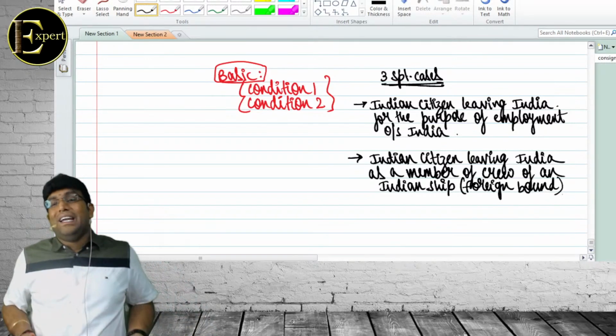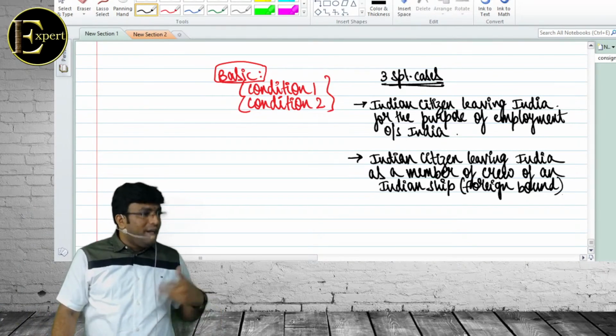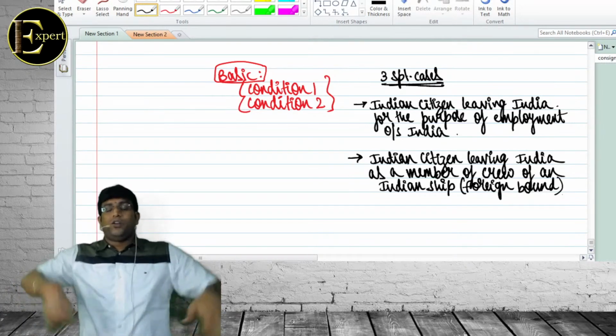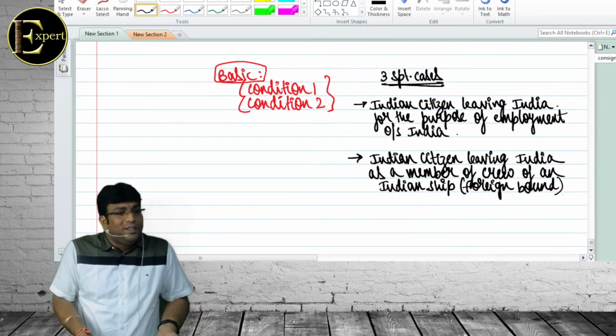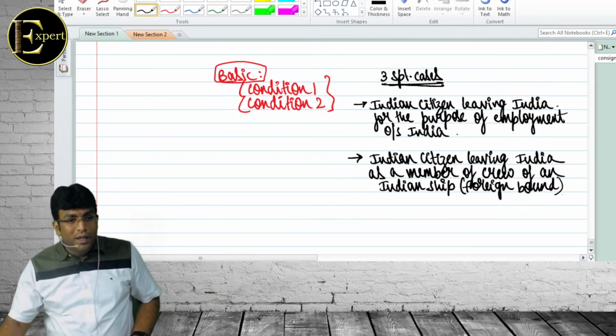If it's rotating only in India, then he is in India only. Foreign bound means the ship goes out of India and comes to India from outside. Then only this case will apply. If it is only rotating in India, then he is not leaving India. There is a small interesting story in this, which I'll tell you after some time, today only.